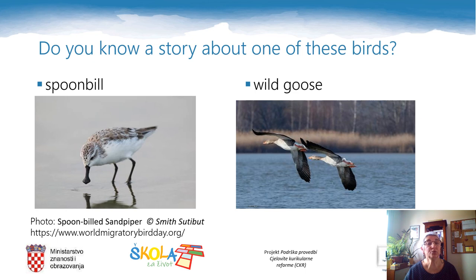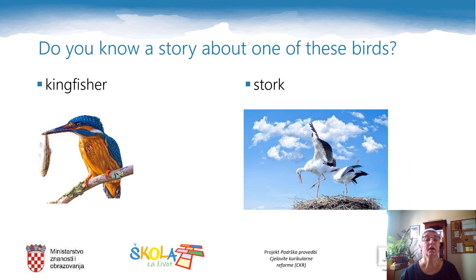They are a spoonbill and a wild goose. A spoonbill is žličarka, wild goose, divlja guska. A kingfisher and a stork, vodomar i roda.